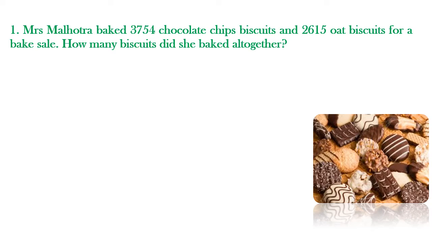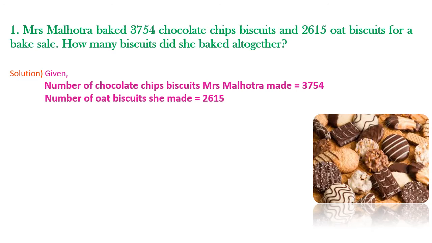First of all, we will understand the question and then we will note down all the information that is given in the question. So the information given is that the number of chocolate chip biscuits that Mrs. Malhotra made is equal to 3,754 and the number of oat biscuits she made is equal to 2,615. Now the second step is to plan out our action by which we will be getting the answer. Here we will be taking the help of a bar model.